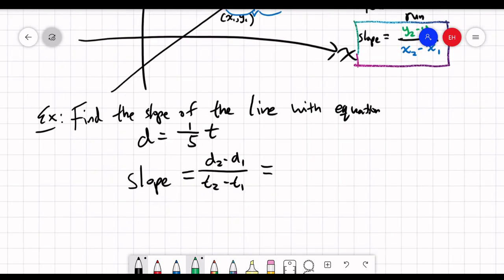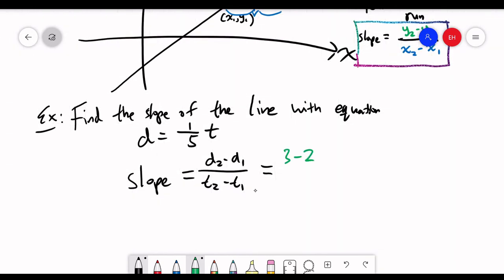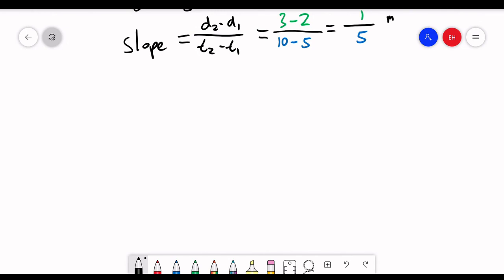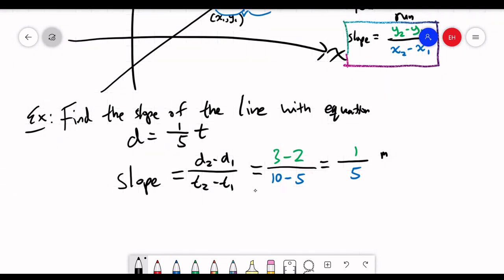So I'm going to do 3 minus 2 over the difference in the inputs. Remember, 3 went with 15. 3 went with 10, and 2 went with 5. So the change in time is 10 minus 5, and sure enough, I get 1/5. And you might be thinking, wait a minute, 1/5? That is the same as the constant of variation.